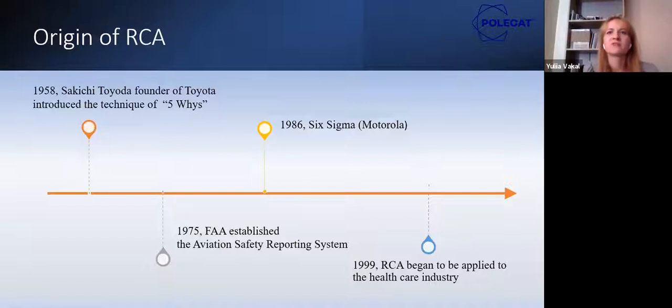So this is the Federal Aviation Administration. They established this aviation safety reporting system, and root cause analysis was part of it. The big step was the introduction of Six Sigma by Motorola, and then later on, all different organizations and industries also started using it in 1986.